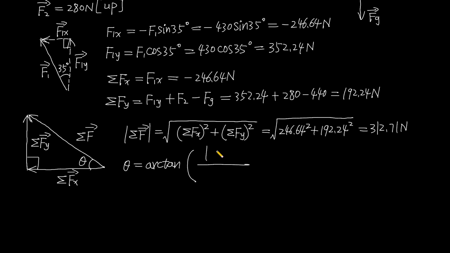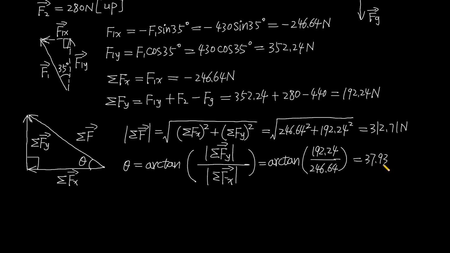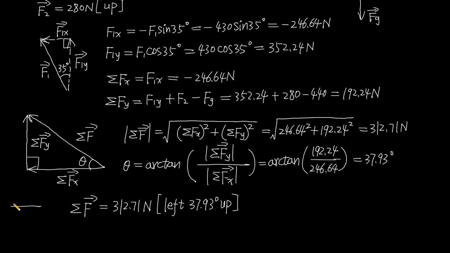Now the angle theta equals arc tan. Then the top is the magnitude of its vertical component. Bottom is the magnitude of its horizontal component. Top is 192.24. Bottom is 246.64 and equals 37.93 degrees. So the net force, sigma F, has magnitude 312.71 Newton. And the direction is first left, and from left, turn 37.93 degrees toward up. Because this direction is left and this direction is up.